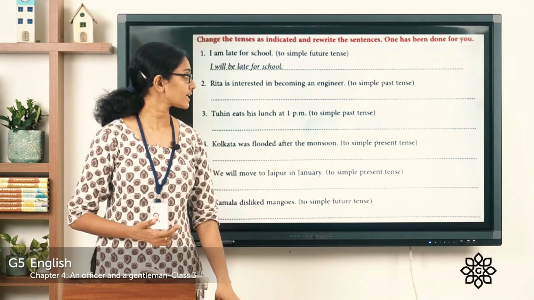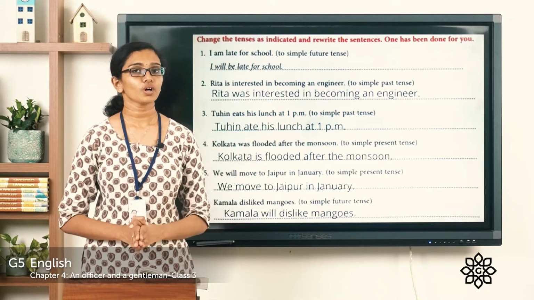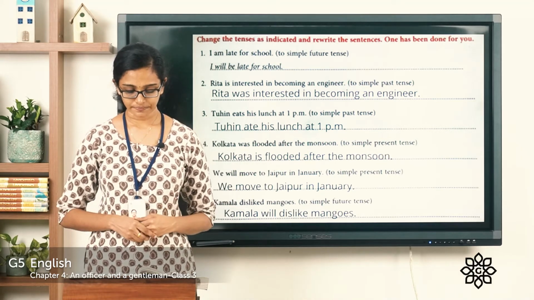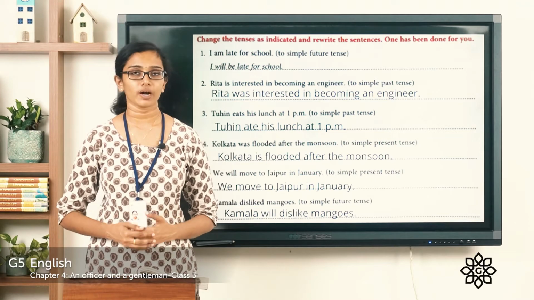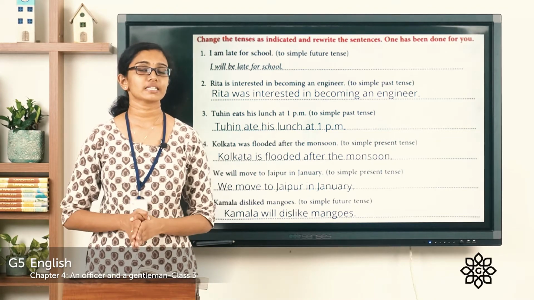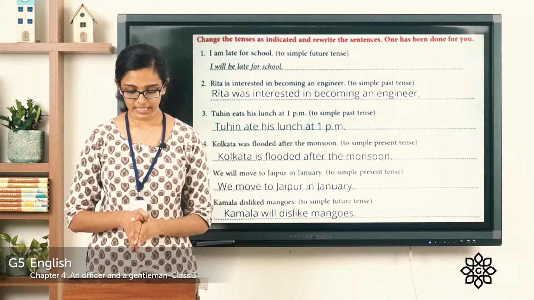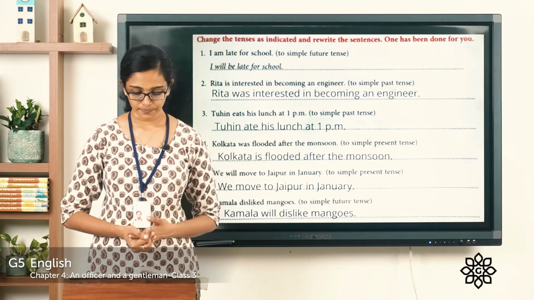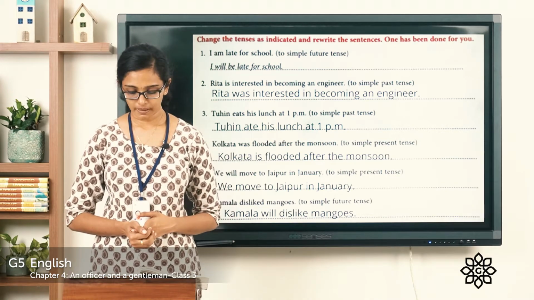Let's see how we can rewrite that one. Rita was interested in becoming an engineer. The third question. Tuhin eats his lunch at 1 p.m. To simple past tense. The sentence given here is in simple present tense. Tuhin eats his lunch at 1 p.m. It's a fact, it's a habit. So you're asked to change that to the simple past tense form.